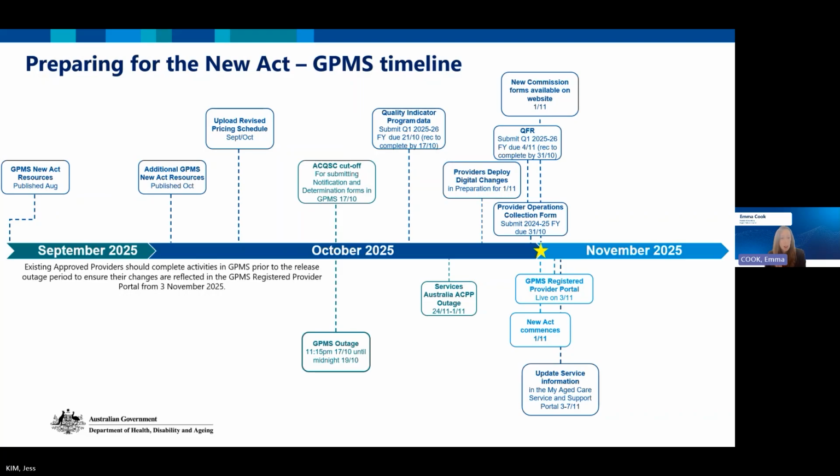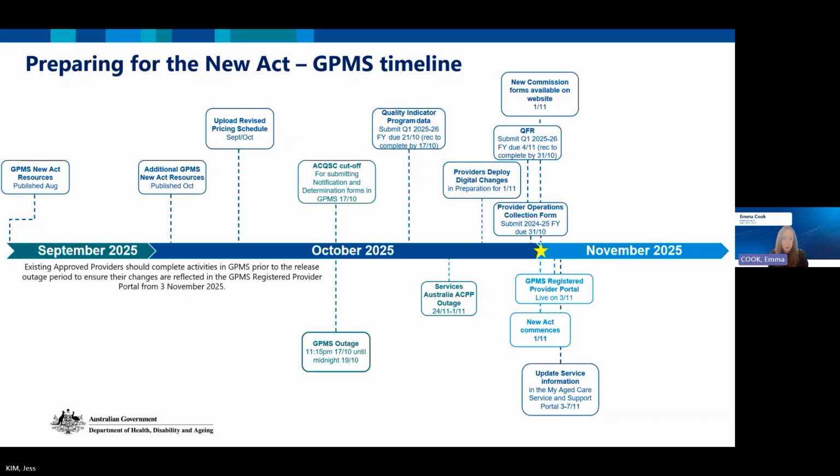It also signals the cutoff for a number of changes to provider and workforce information and the ability to make those changes as an approved provider. So we do want to make sure that existing approved providers advise of any changes to the organisation's details, things like your business address or your key personnel. Complete those notification forms through the Manage Your Organisation tile in GPMS. Make any changes to your GPMS user access and submit those through by the 17th of October. That will help us to make sure that we carry everything across to the registered provider access.